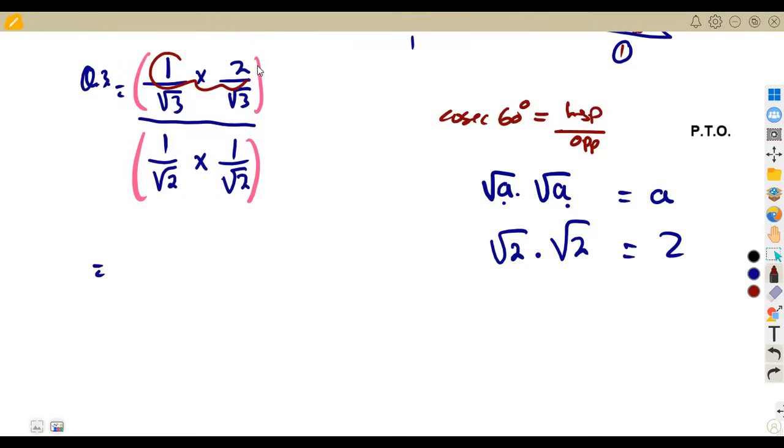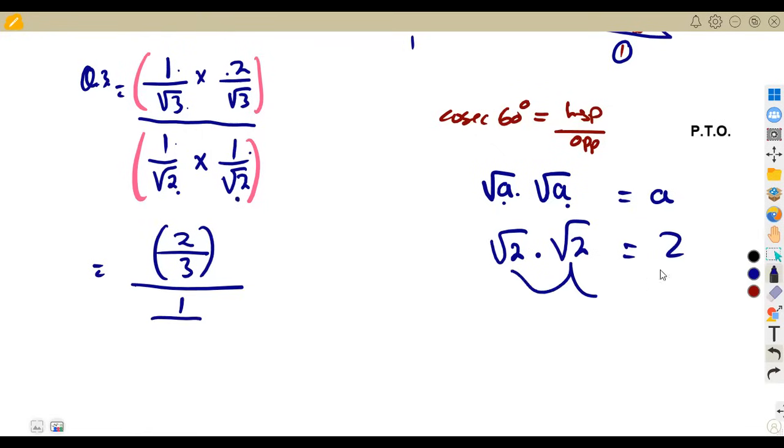And as you can see, we can multiply the numerator by the numerator on the first part. So that is 1 times 2, which is 2, over the square root of 3 times the square root of 3. We are back now to the square root of a times the square root of a, which gives us a in that case. So meaning, if you multiply the square root of 3 and the square root of 3, you're going to take the number that is under the square root, which is 3. So that's 2 over 3, divided by 1 times 1 on the denominator. We've got 1 over the square root of 2 times the square root of 2, which is the same thing that we talked about here. So this is going to give us a 2.